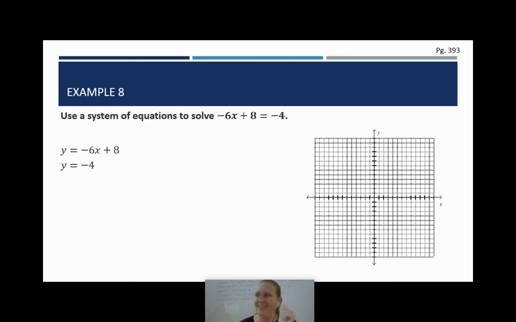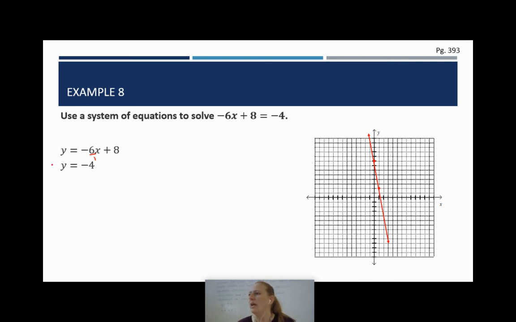Okay. And then what we're going to do is, of course, graph each system of equations. So we're going to graph this one. y equals negative 6x plus 8. Well, that means my y-intercept is at 8. So 1, 2, 3, 4, 5, 6, 7, 8. Put a little dot there. My slope is negative 6 over 1. So I'm going to go down 6, 1, 2, 3, 4, 5, 6, and over 1. Make a little dot there. And of course, use my straight edge to connect the dots.